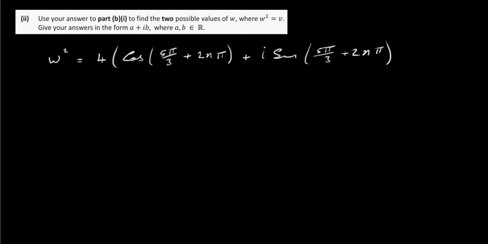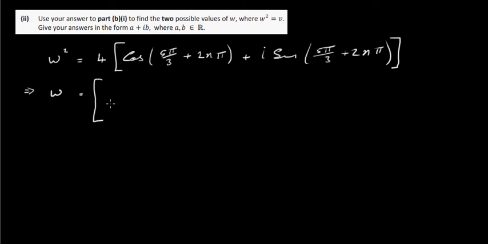Let me just put in a square bracket here, just to distinguish our main brackets. Okay, so now what we have to do is find our W. It says find two possible values of W. So in order to find W, we've got to square root the left hand side. If we square root the left hand side, we'll get our W. So in order to do that, you've got to square root the right hand side.